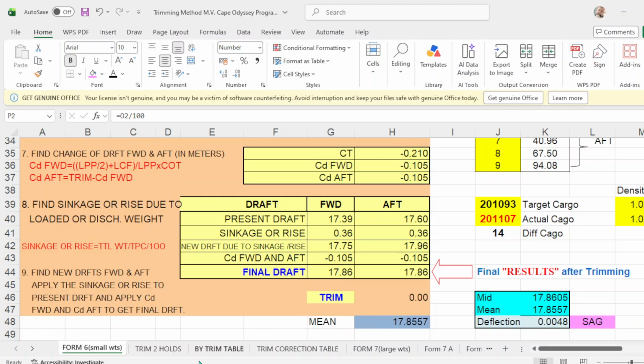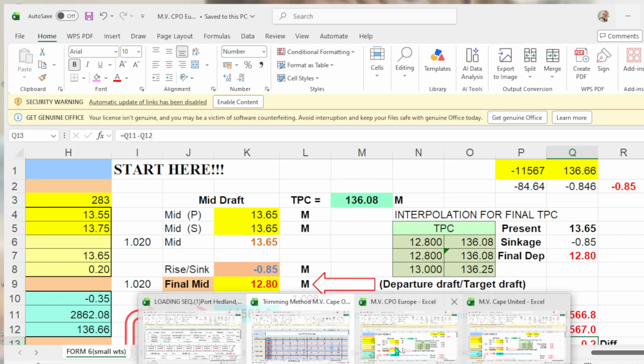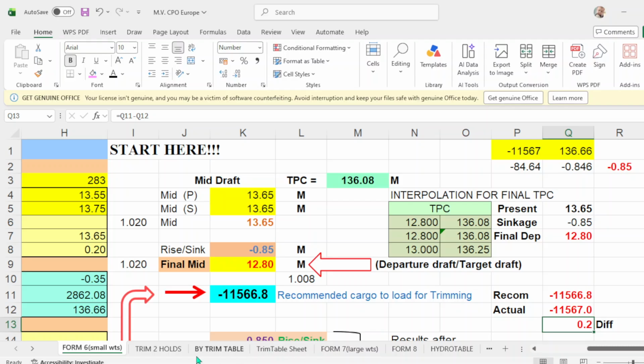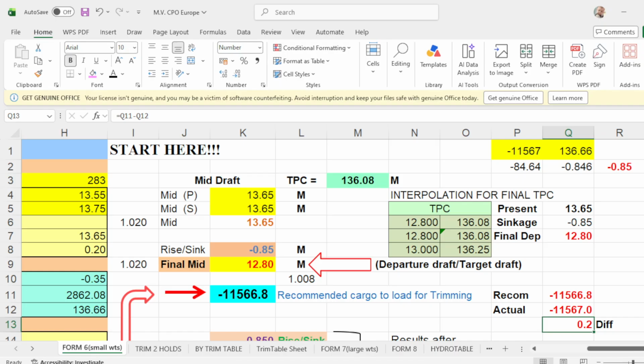So this is for Cape Odyssey. Okay, then let's go for CPO Europe. This is also a capesize vessel. This was also my previous vessel. Okay, so we start from form number 6.